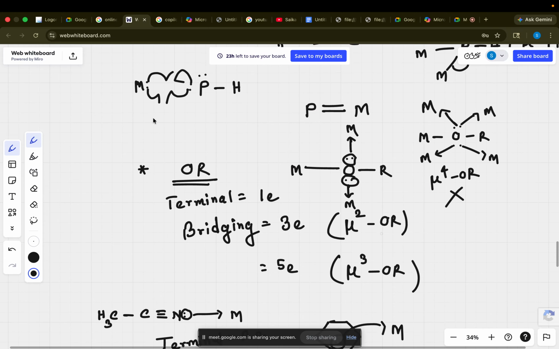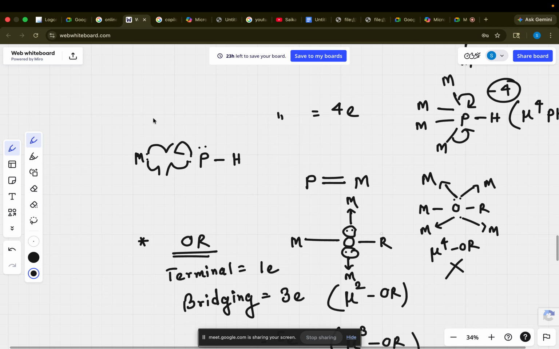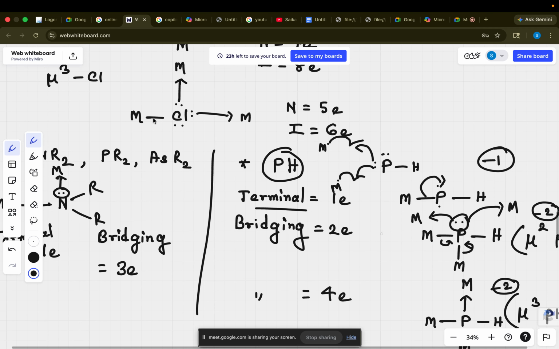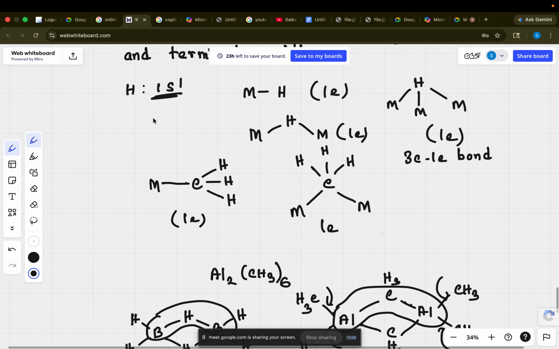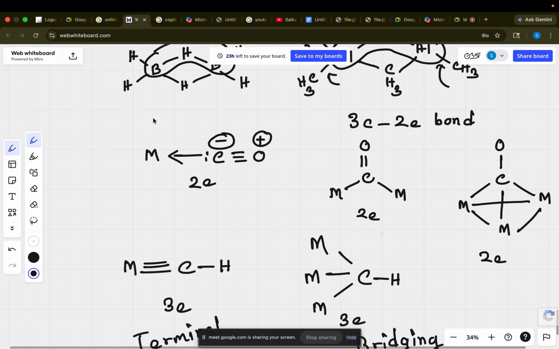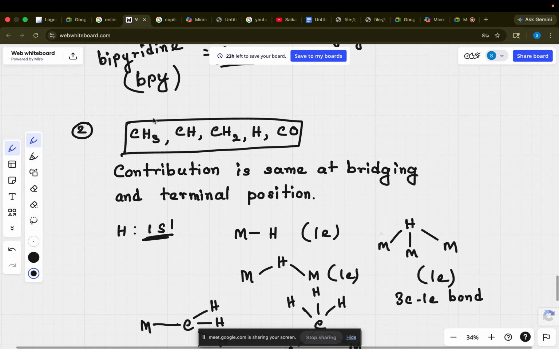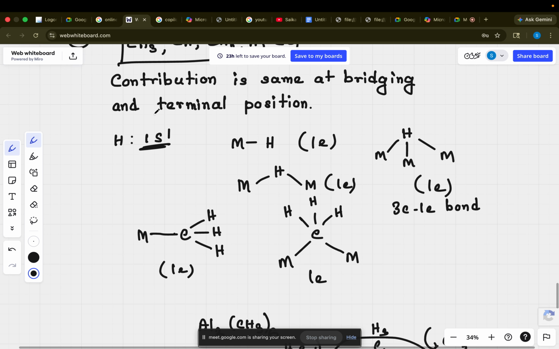But if you have this kind of ligands, pH, OR, chlorine, so that time terminal and bridging, they will donate different numbers of electrons. But if you have any ligand out of this set, CH3, CH, CH2, hydrogen, CO, they will donate the same number of electrons. No need to worry. Okay, clear? Yes, sir. Clear, right?